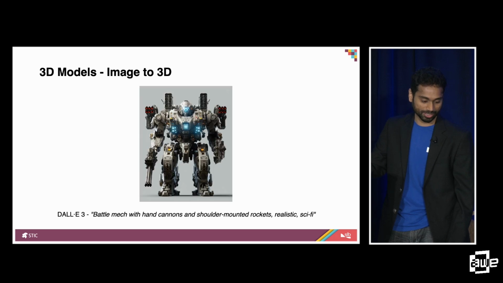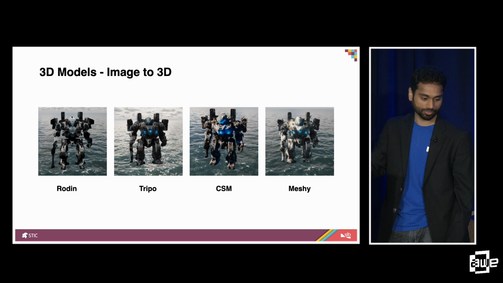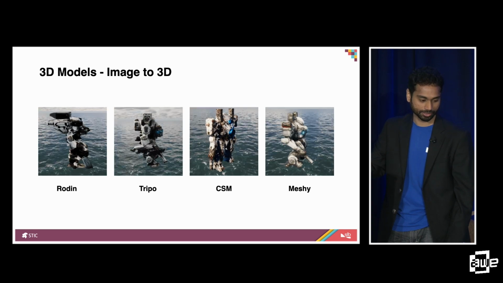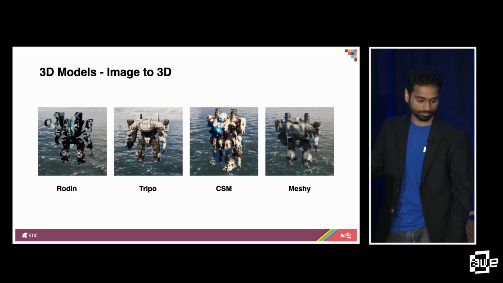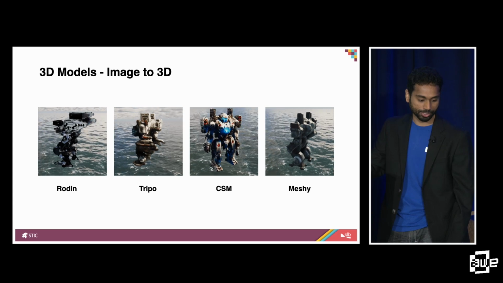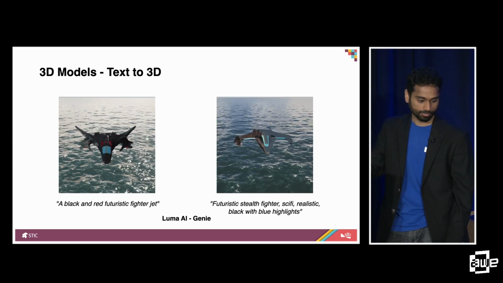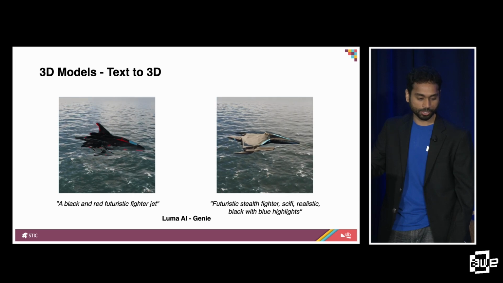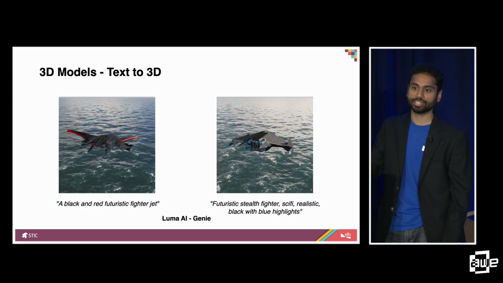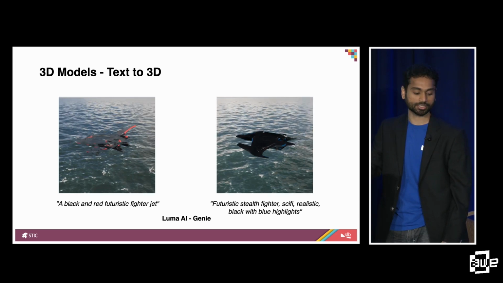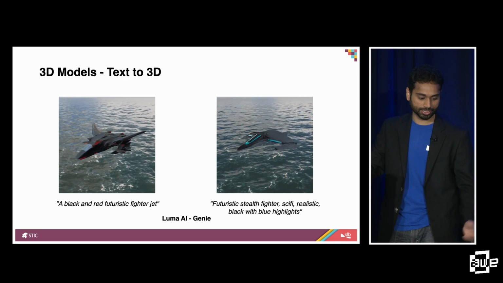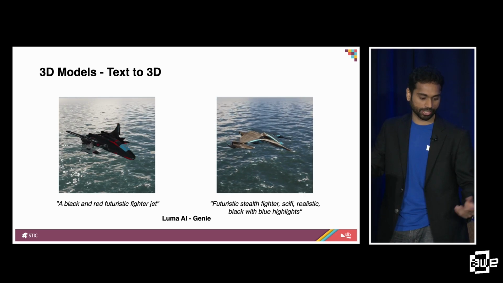Here's another example with a mech. Again, this image was created with DALL-E. I put it into a few 3D model generation tools, and these are the results. Again, probably not production ready, but definitely good enough for prototyping. Although for prototyping, I feel text to 3D is a much faster way to do it, because you just input a text prompt and you get a 3D model out of it.